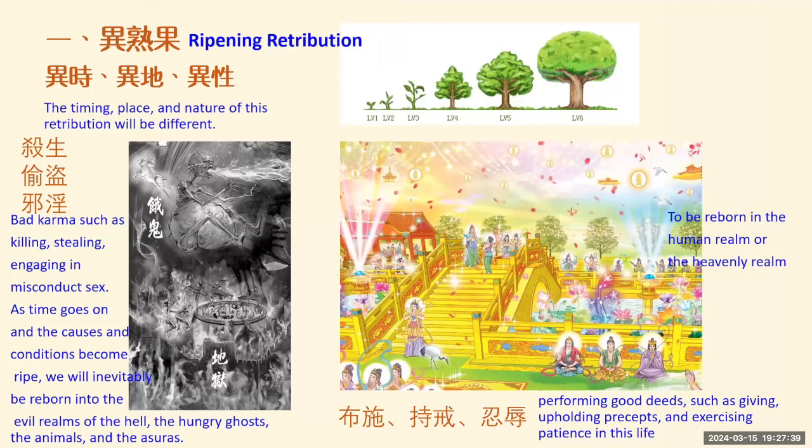It refers to the karmic results that mature or come to fruition in a life subsequent to the one in which the actions were performed. That implies that retribution takes time to develop. It is not immediately visible. There is a period of progression from the cause to the retribution. And the timing, type, and nature of the retribution will change and differ.